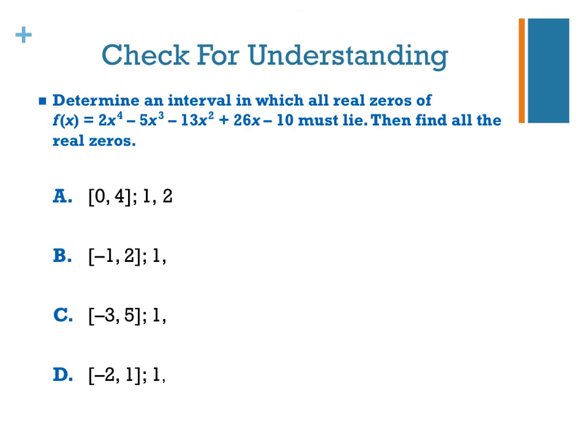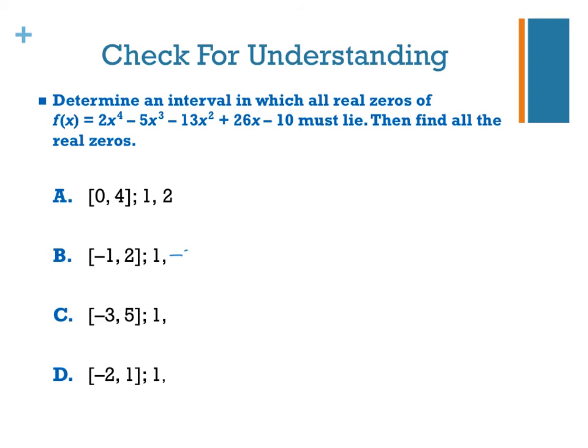Alright, so it's time to check your understanding. We're going to determine an interval in which all real zeros of f of x must lie, and then find all the real zeros. Now, there's some typos here. 1 and 2, so part A is correct. I'm going to add something to this, though.